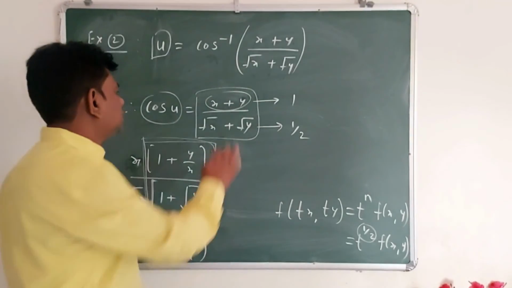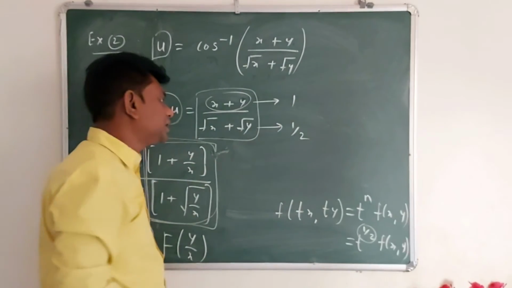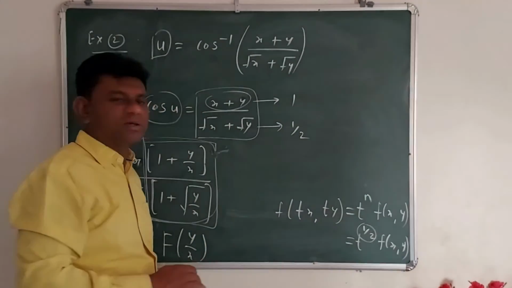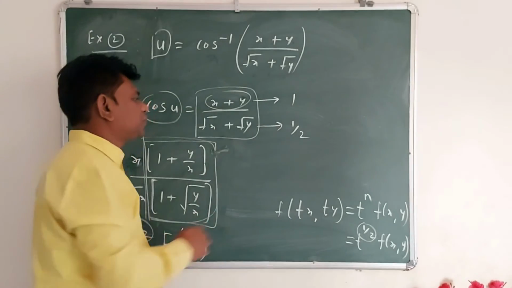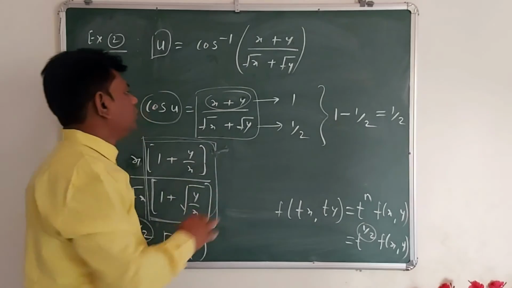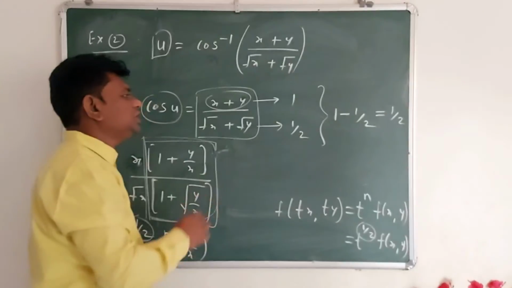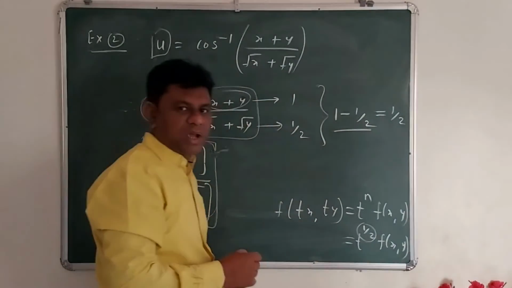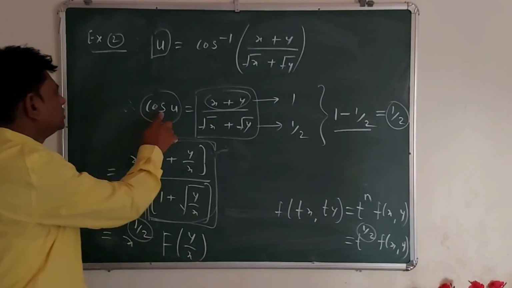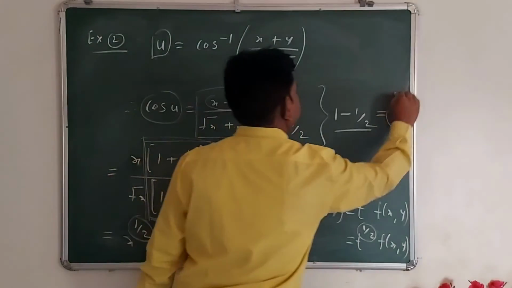Now we observe that this x plus y means numerator is a homogeneous function of degree 1 because all its terms are of the same degree. Similarly this denominator is also a homogeneous function of degree half because all its terms are of the same degree and therefore this whole function numerator upon denominator is a homogeneous function of degree 1 minus half means half and therefore this cos u is a homogeneous function of degree half.